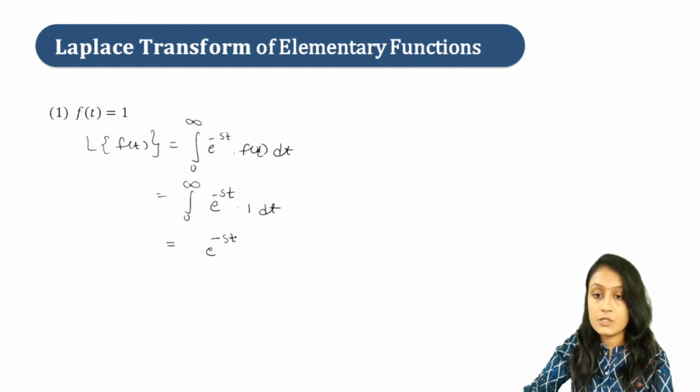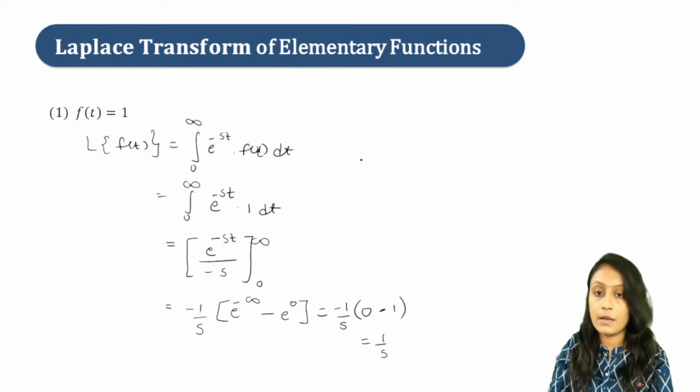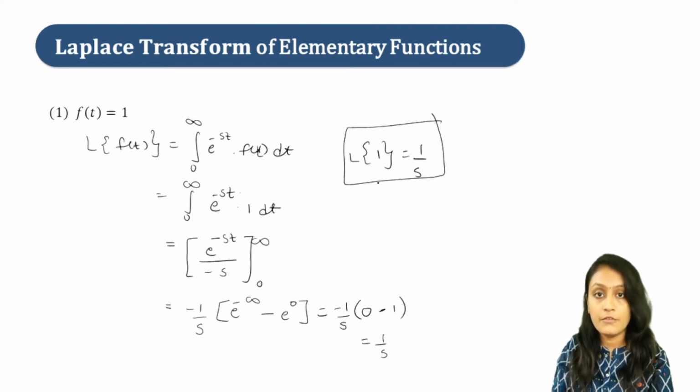So what you will get is e raised to minus st upon minus s, with limits 0 to infinity. Now substitute the limits, and before that we will keep this minus 1 upon s outside. Here we will get e raised to minus infinity minus, for the lower limit, e raised to 0. Simplify this, so we get minus 1 upon s, e raised to minus infinity is 0, so 0 minus 1, and simplifying you will get the answer 1 upon s. So the Laplace transform of 1 is 1 upon s. This is a formula, and you have to remember it.